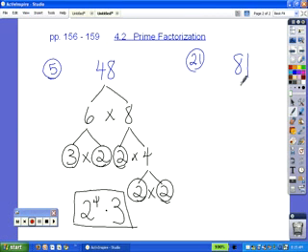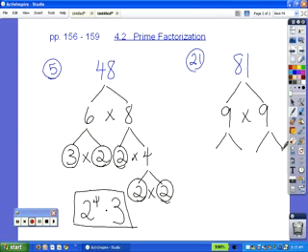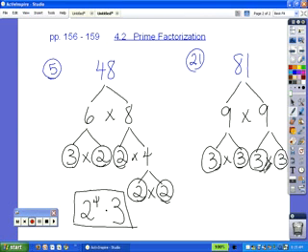For number 21, we have 81. To get 81, multiply 9 times 9. Since 9 is not prime, we have to continue to break down both 9's. 3 times 3 is 9. 3 is prime. And here 3 times 3 is 9, and the 3's here are prime. So our final answer will only include 3 to the power of 4, since there are 4 3's.